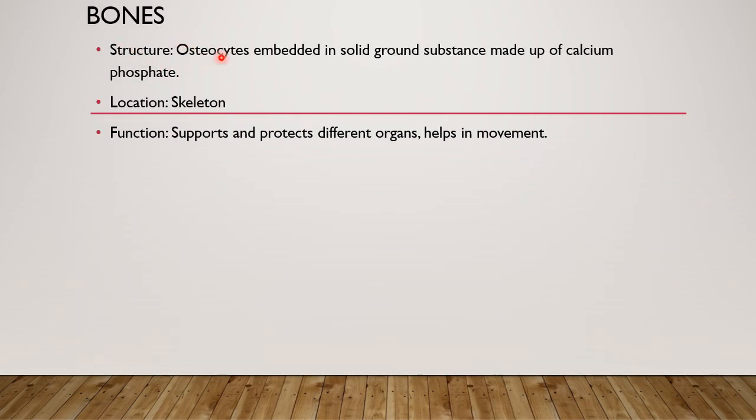Then we have bones. We all know that bones help in giving the entire structural framework to our body. Osteocytes are embedded in a small solid ground substance made up of calcium and phosphate. The location is the entire skeleton. The function: it supports and protects the different organs and helps in movement. Other than bones, we would be like a muscle ball only, with no movement. Imagine a bean bag. With no bones, it would be lying down like that only.